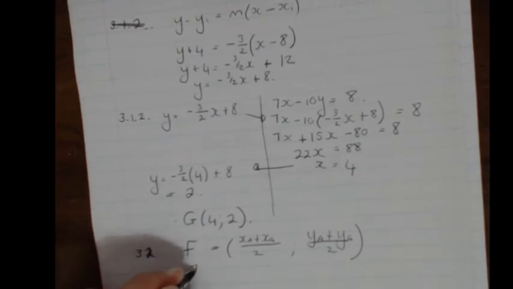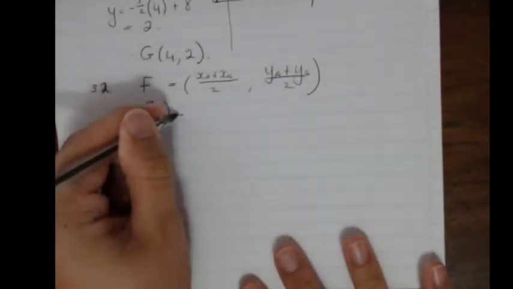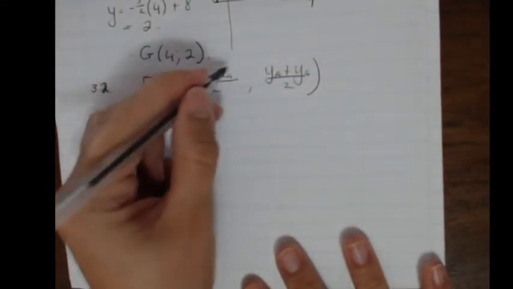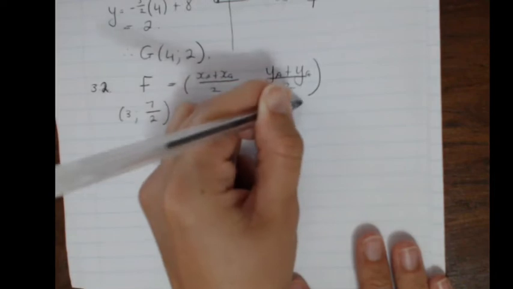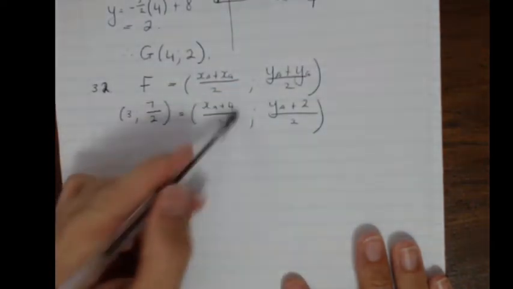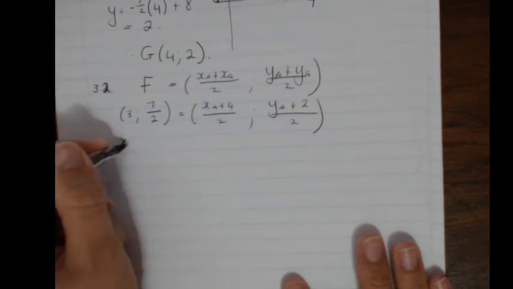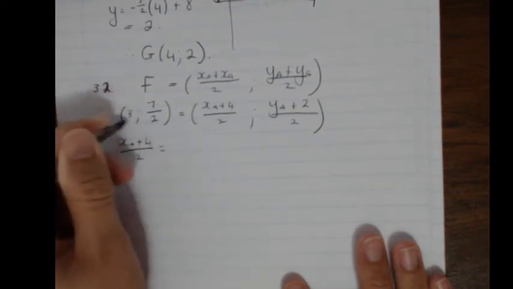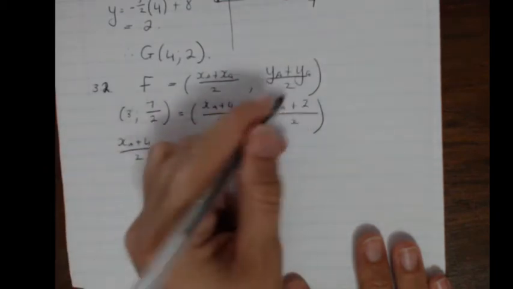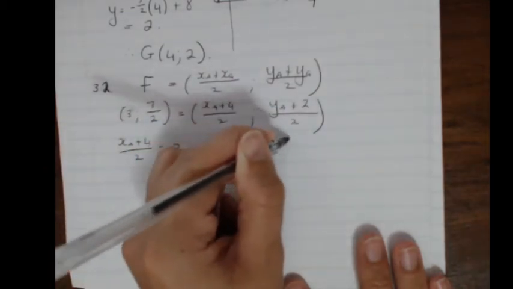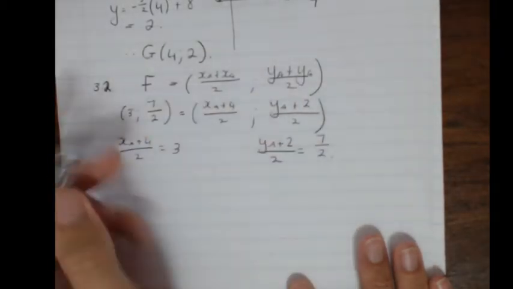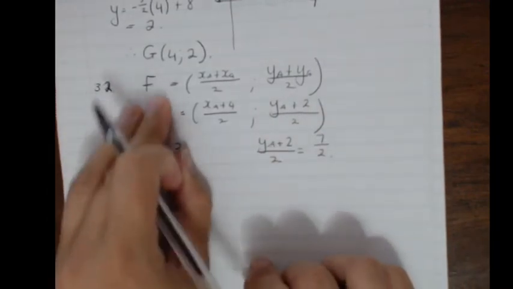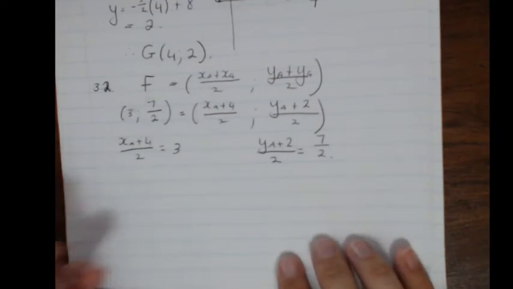I'm just going to rather write that again as 7 over 2. And I want to work out here now, but XG I just said is 4, and YG is 2. So this part is equal to that part. XA plus 4 over 2 is equal to 3. And YA plus 2 over 2 should be equal to 7 over 2. And then from there, I have two equations. One in terms of x, I can solve x. One in terms of y, I can solve y.